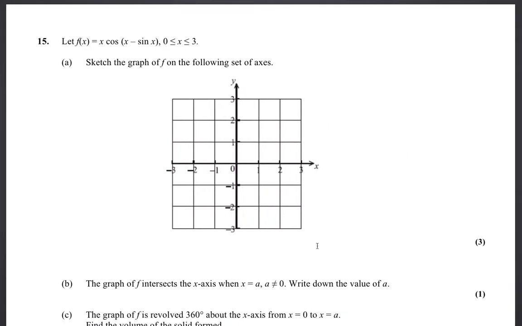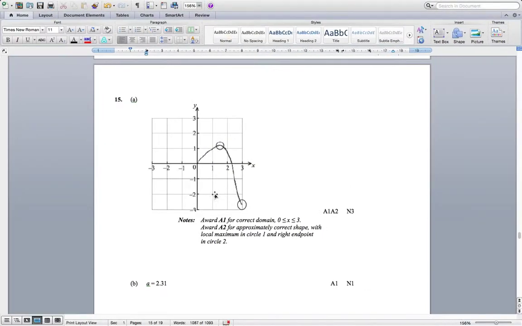Okay, so this is a 3-mark question. Let us look at the mark scheme. So here is the mark scheme. Award A1 for correct domain, that is 0 to 3. They have mentioned it very clearly, because sometimes you see between minus 3 and plus 3 and students tend to draw from there. So you have to draw only from 0 to 3.